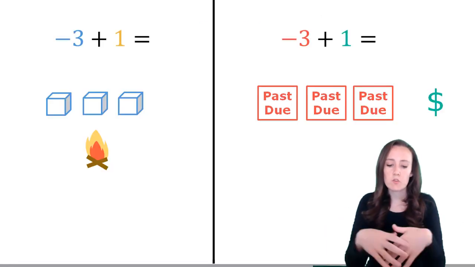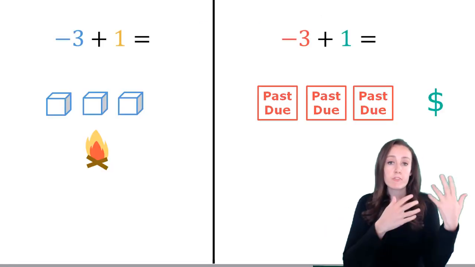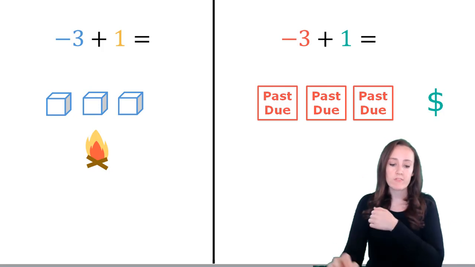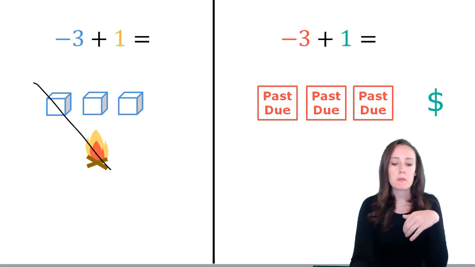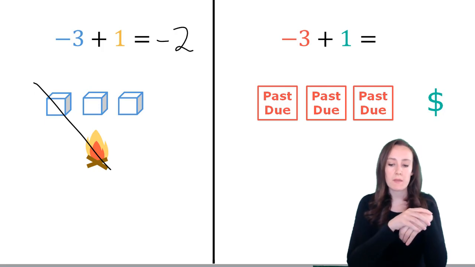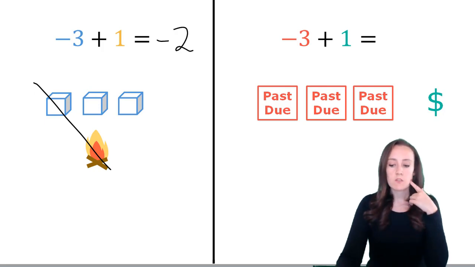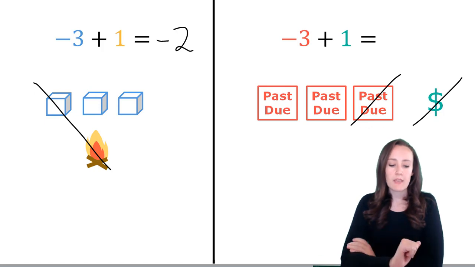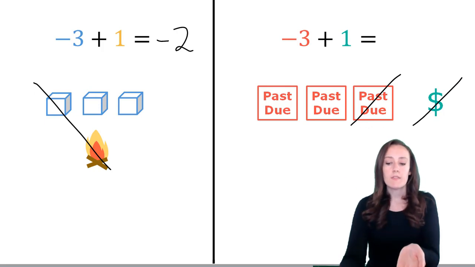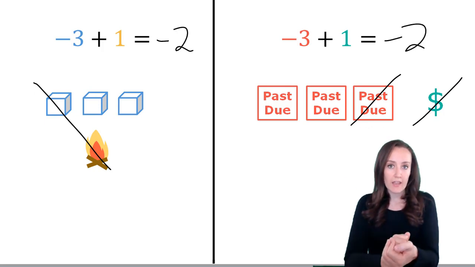So if I have a situation like this, where I have 3 ice cubes and 1 fire, the ice cube and the fire are going to cancel out, leaving me with a -2 as my answer. In this situation, if I think about it in terms of money, and I say I have $3 of debt plus $1, then the debt and the money are going to cancel each other out, and that leaves me with $2 of debt.